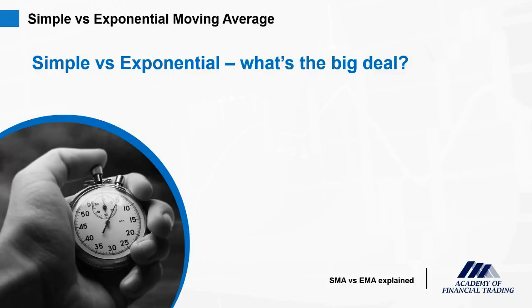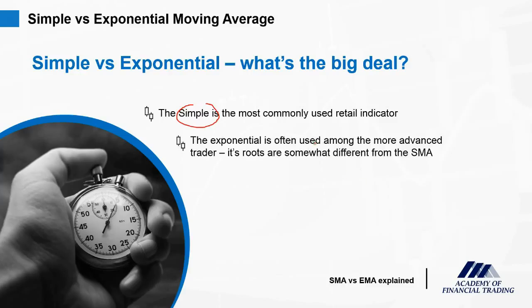So what is the big deal, folks, and why do we really need to classify these? Well, they essentially measure different values. The simple moving average is the most commonly used retail indicator, and the exponential really is often used among the more advanced trader as a more sophisticated indicator, if you will. So its roots are somewhat different than the SMA.